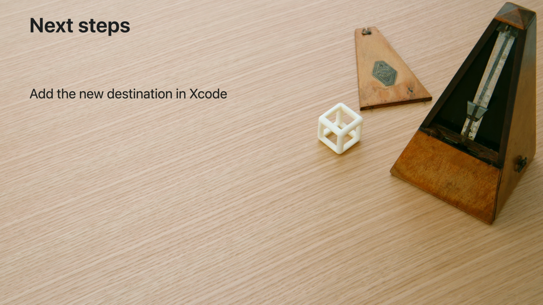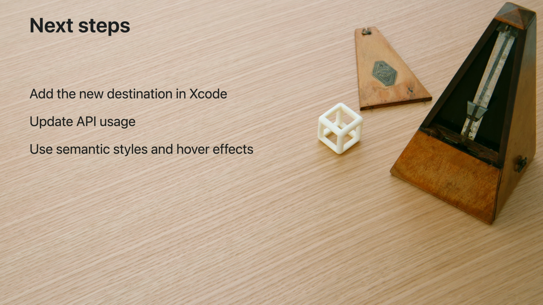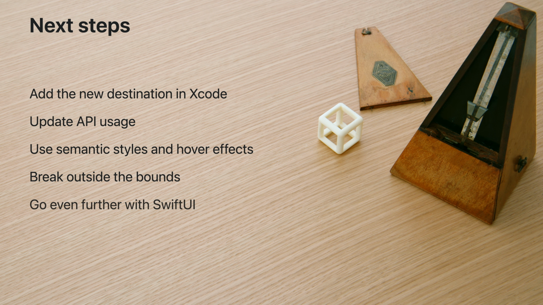We covered a ton in this video, so here's what you need to do next. Start by adding the new destination to your project. Update your uses of device-specific APIs and move off of deprecated APIs. Use semantic styles, hover effects, and standard presentations to make your app feel consistent with the platform appearance. Extend your ideas and imagination beyond the bounds with ornaments. And take your app even further with new spatial SwiftUI features right from UIKit.